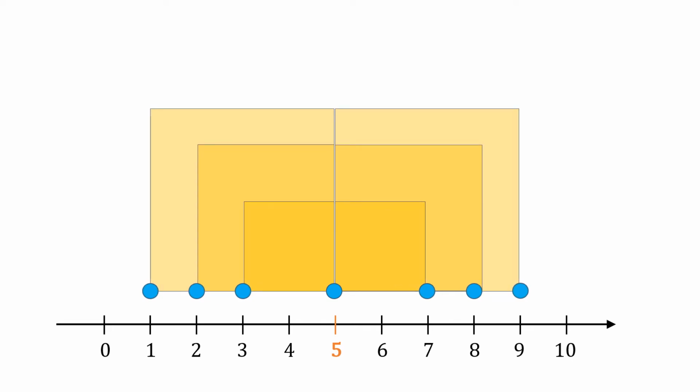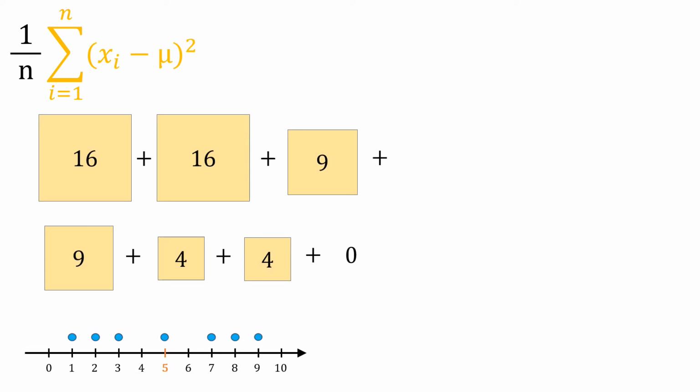The variance formula consists of 3 parts. First, you calculate the distance between every data point and the mean and square it. This gives you a list of square distances. Note there's a 0 because one of our data points happens to have the same value as our mean, so the distance from this data point to the mean is 0. Next, you add them all up.